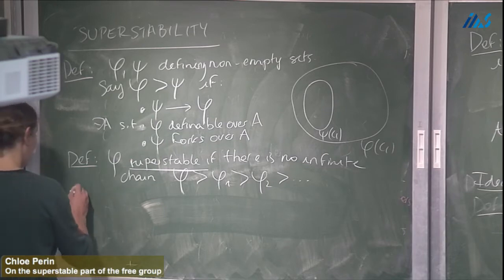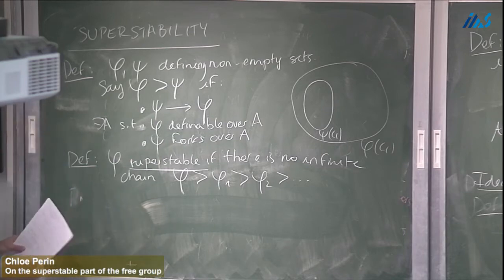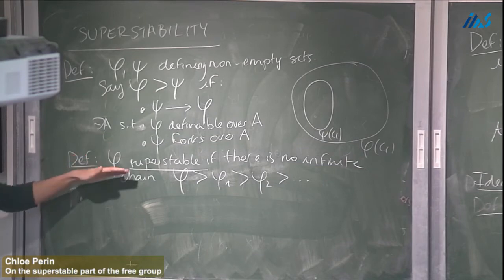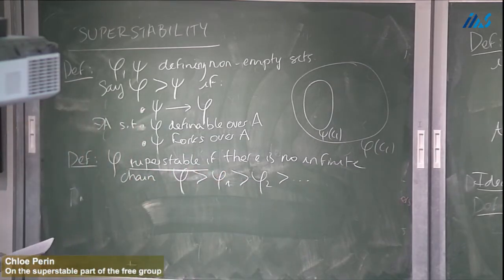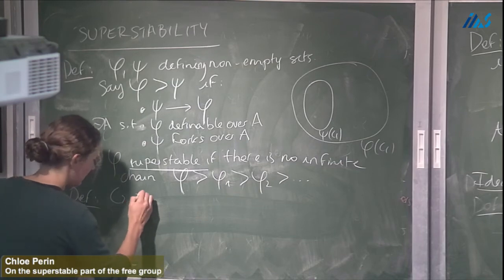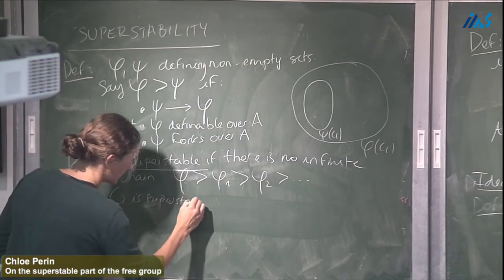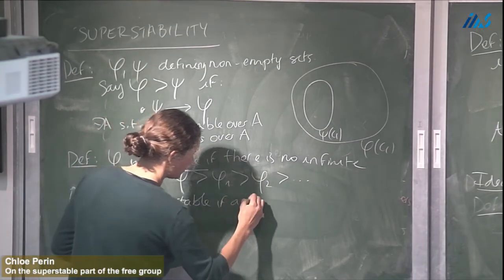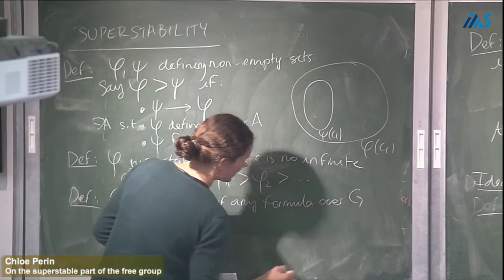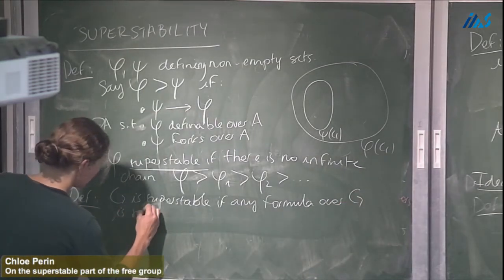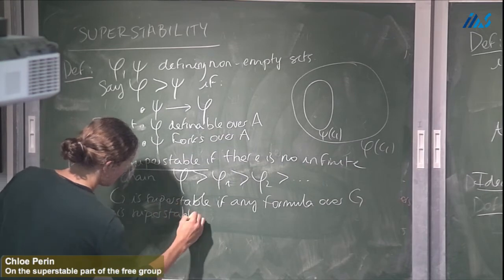Okay, so if phi is superstable, then we have a chance to give it a rank, which might be an ordinal. It will not in general be finite, but if there is an infinite descending chain like this, then there is no hope. And we will define a group to be superstable if any formula over G is superstable.